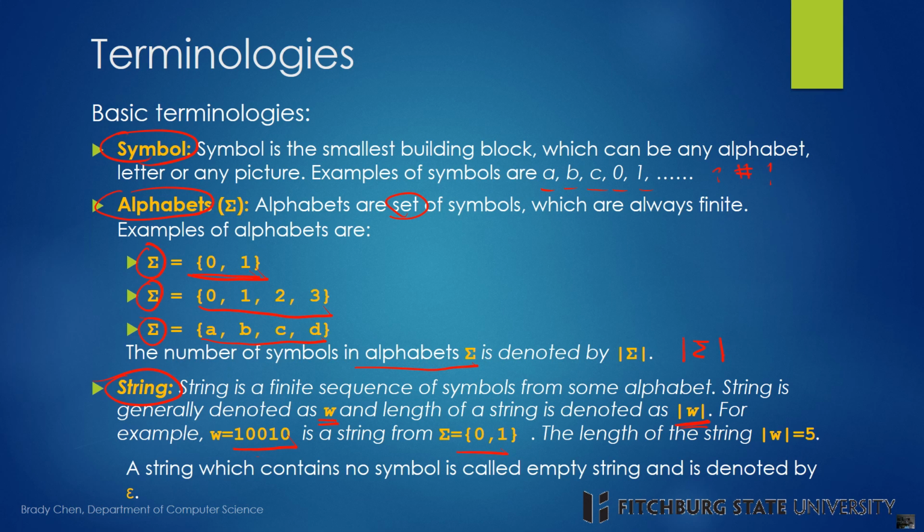So what is the length of this string W? 1, 2, 3, 4, 5, right? It contains 5 symbols, so the length of the string is 5. A string which contains no symbol is called the empty string, and typically we use epsilon to represent the empty string.